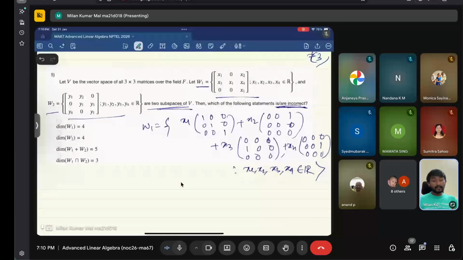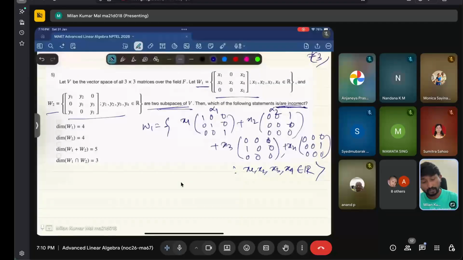Now it's clear that if you write this as alpha 1, this as alpha 2, this as alpha 3, and this as alpha 4, then alpha 1, alpha 2, alpha 3, alpha 4 span the set W1. Similarly, one can write the same for W2. But the question is, are they linearly independent or not? If these vectors are linearly independent, then this set will be a basis. And if this set is a basis, what is the dimension?